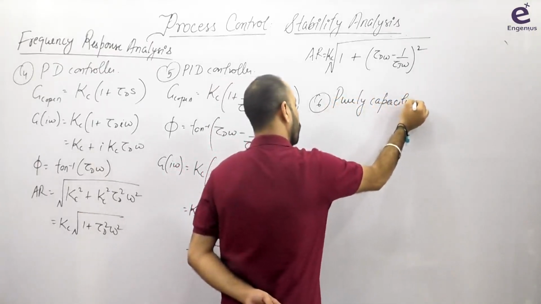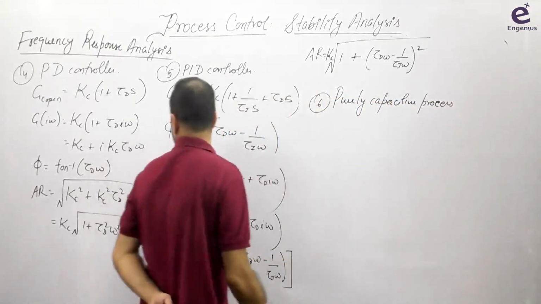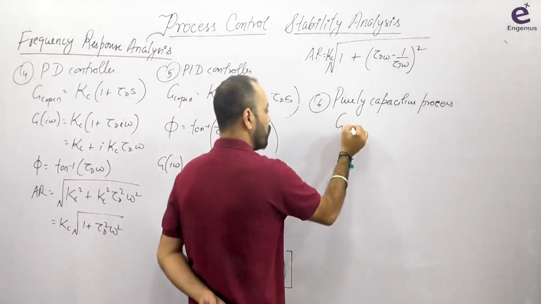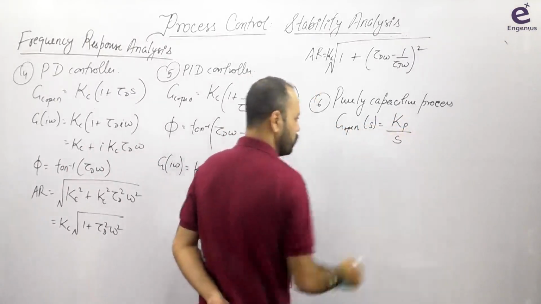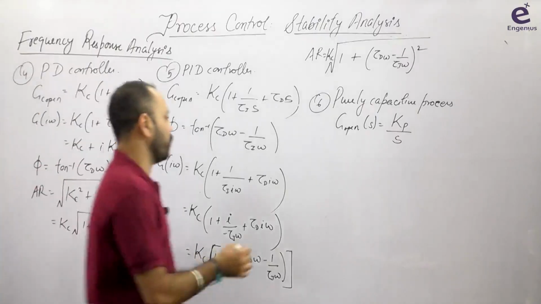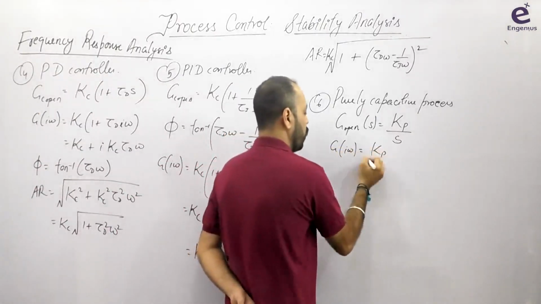Purely capacitive process means purely capacitive. Do you remember the transfer function of a purely capacitive process? G(s) is equal to Kp by s. Fine. So G(s) is equal to Kp by s. Put s is equal to iota omega. G of iota omega is equal to Kp by iota omega.